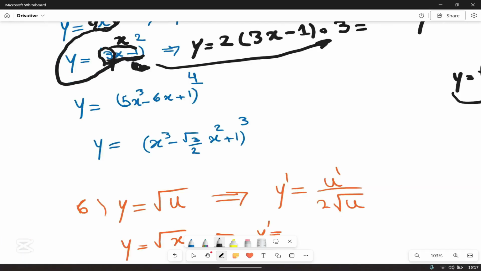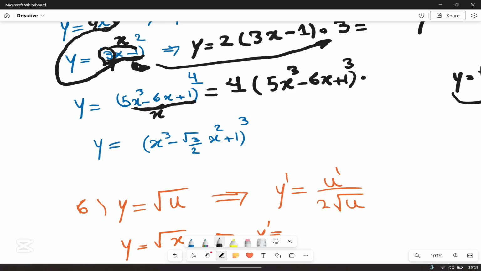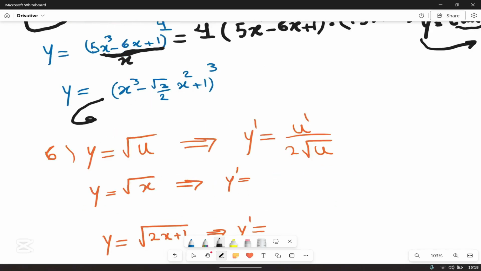What about another one? As I mentioned earlier, at first you consider x and calculate it for these terms. Reduce the power by 1, and it is (5x^3 - 6x + 1)^3 times this part's derivative, which is 15x^2 - 6. Do you agree with me? Oh, you must calculate this. Pause the video, start to calculate, and follow me after that.